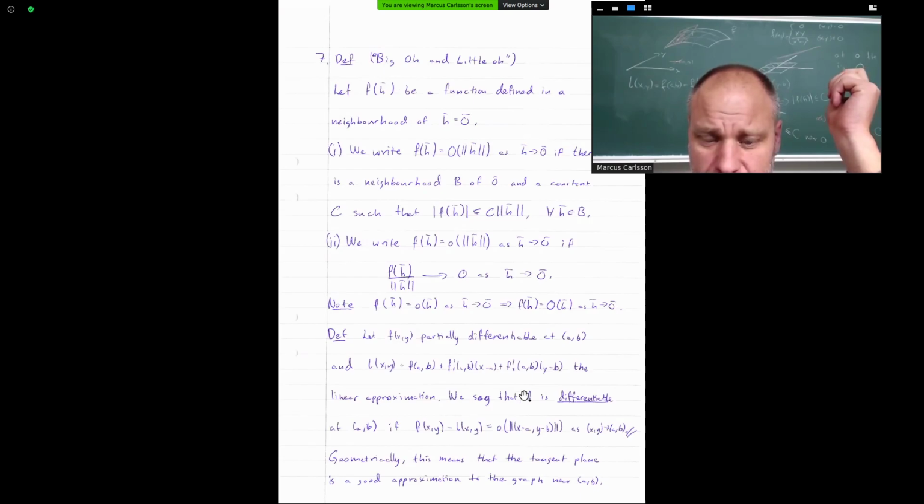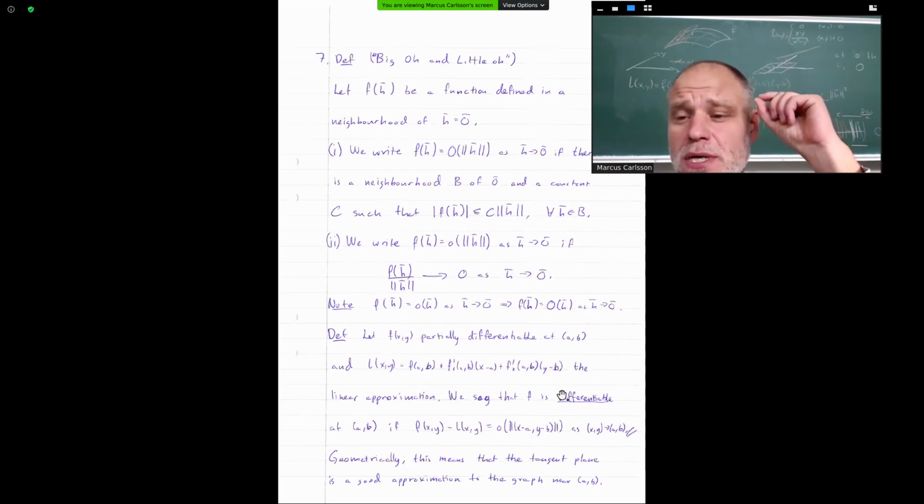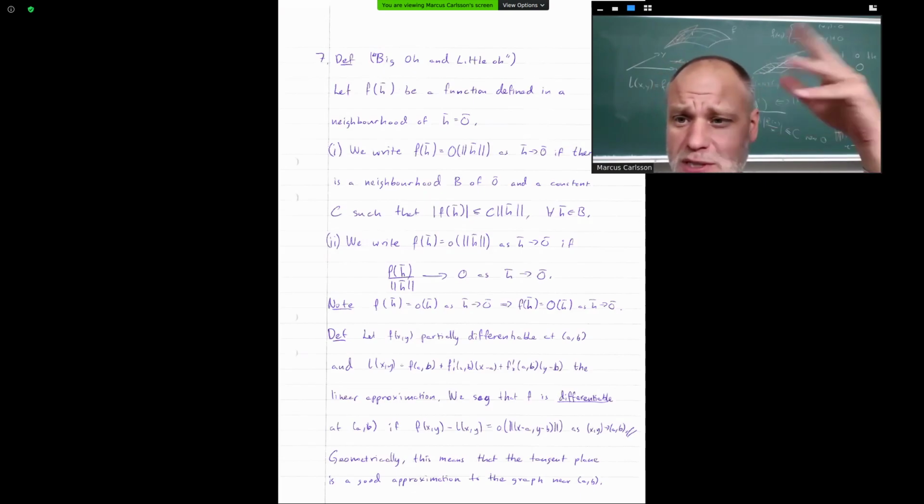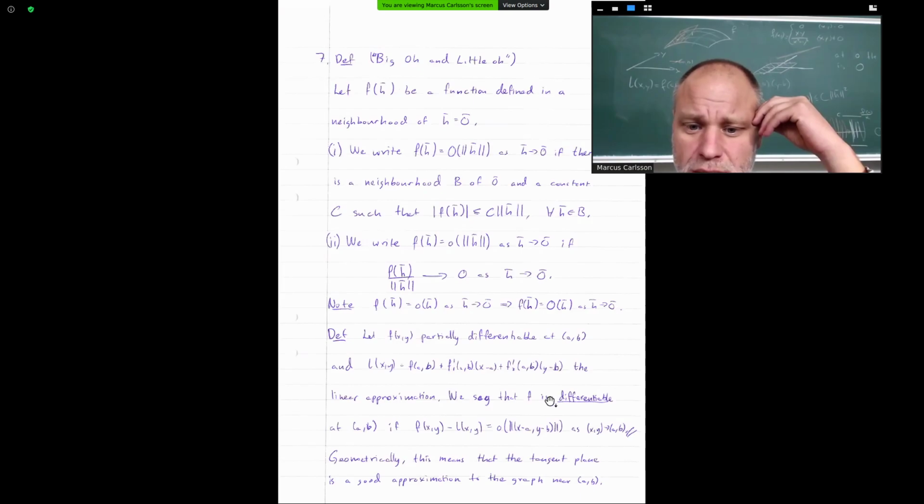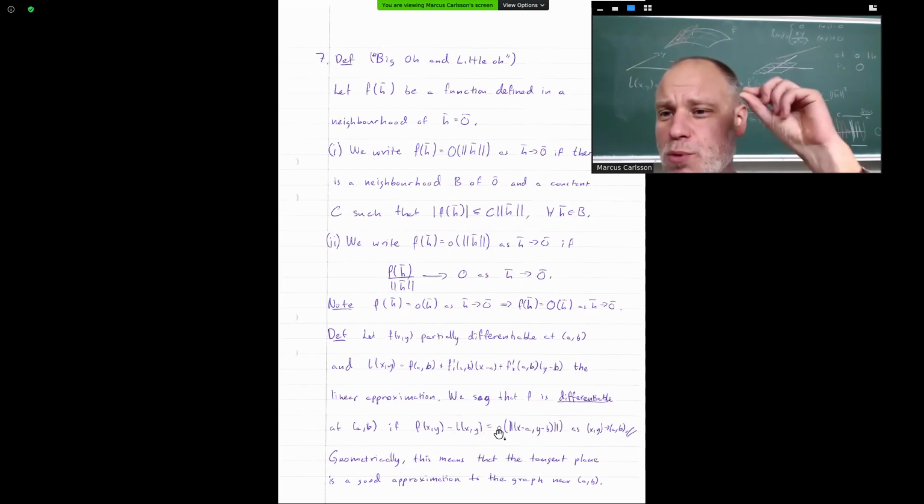So with that definition, it says here, okay, we say that f is differentiable. So this is an important concept. Differentiable is much more than just partial derivatives exist. f is differentiable if the difference between f and its tangent plane approximation is little o, right?